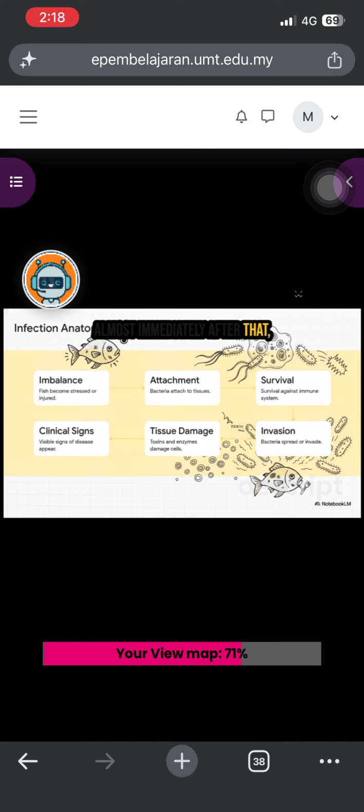Almost immediately after that, they deploy their capsule armor to fend off whatever immune response the stressed fish can muster. Safe inside that armor, they start multiplying, they invade deeper, and they release the toxins that chemically destroy the surrounding healthy cells. Ultimately, this microscopic demolition job gets so severe that it manifests as the visible clinical signs we see on the fish, like lethargy, loss of appetite, or those terrible physical ulcers. It's a highly structured domino effect chain of events.